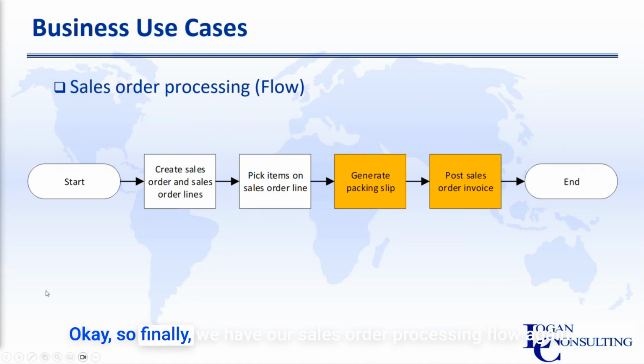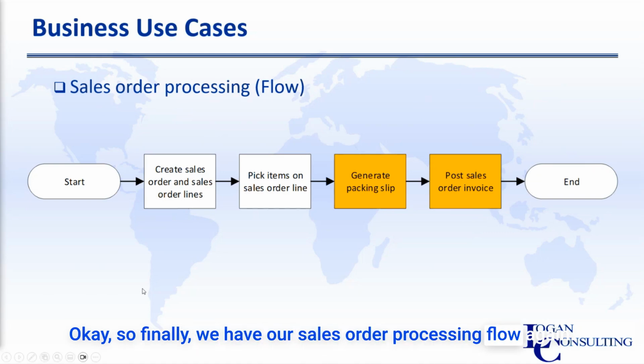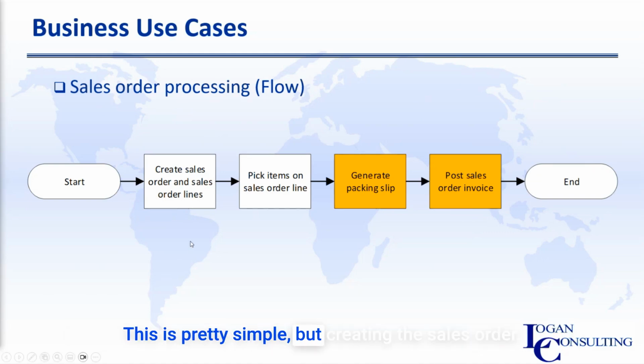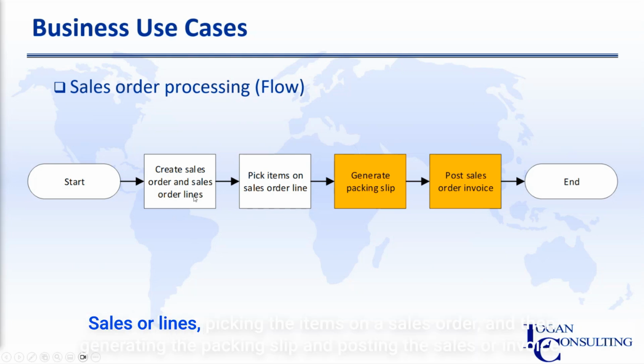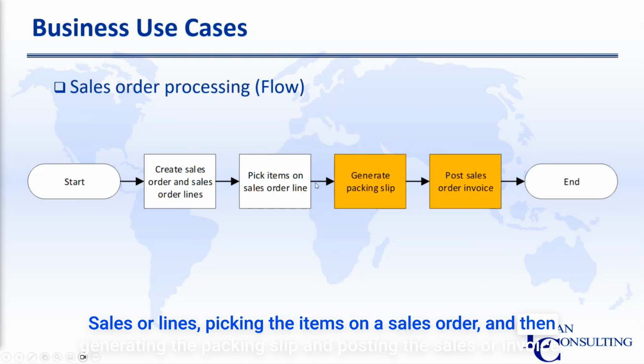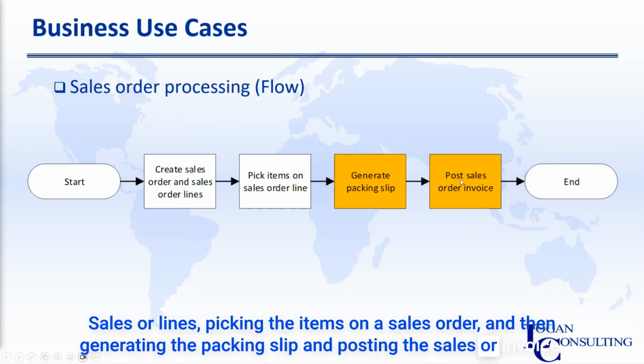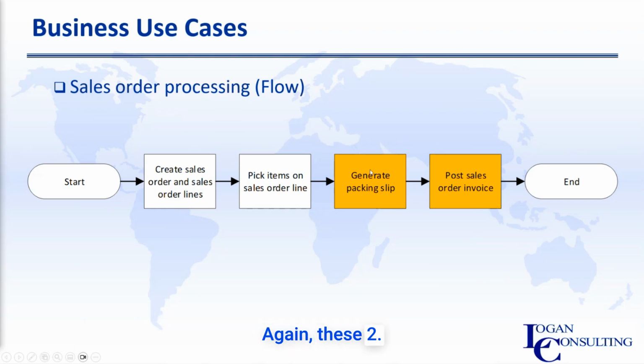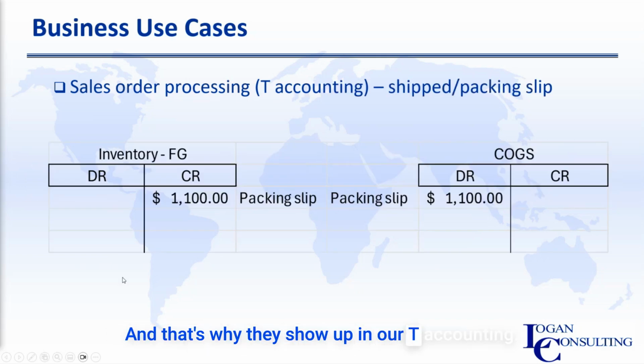Okay, so finally we have our sales order processing flow. Again, this is pretty simple, but creating the sales order lines, picking the items on the sales order, and then generating the packing slip and posting the sales order invoice. Again, these two will be ones in which we have financial vouchers for. And that's why they show up in our T accounting.